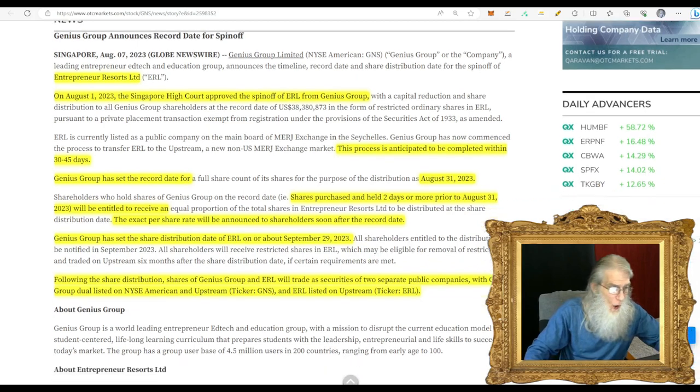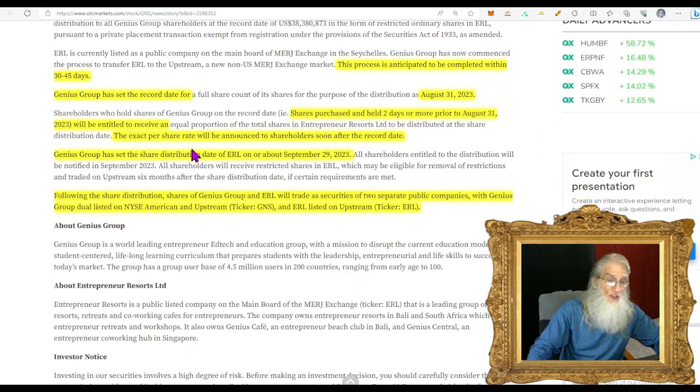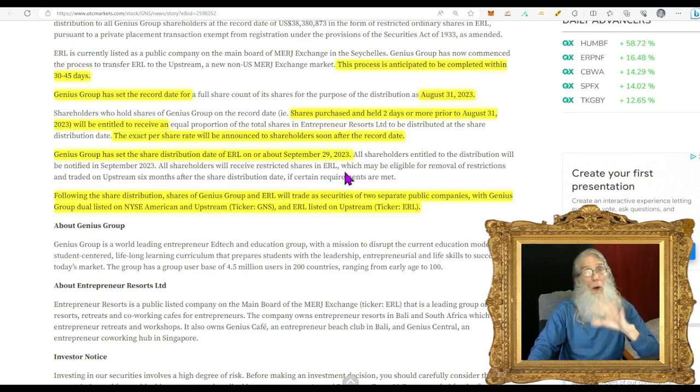They go on to tell us that the exact per share rate will be announced to shareholders soon after the record date. So we don't know how many shares we're going to get for how many shares we own. Genius Group has set the share distribution date of ERL on or about September 29th. Now, that's not set in stone. On or about gives them leeway. So if you're absolutely counting on it on that date, don't. It sounds sure, but we've seen this before.